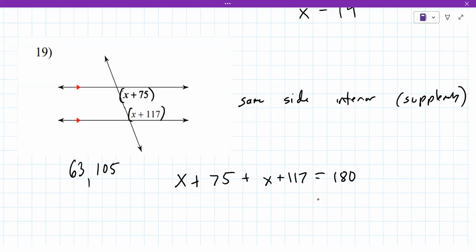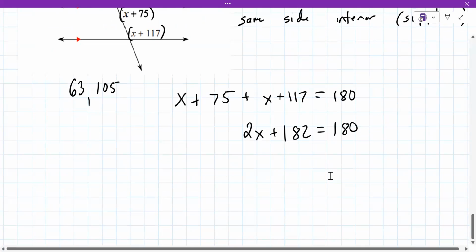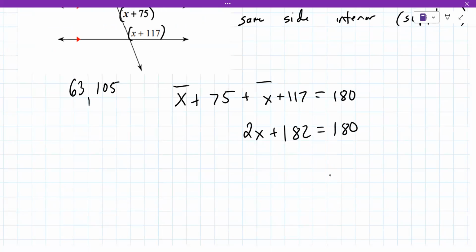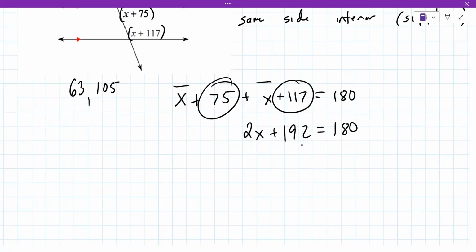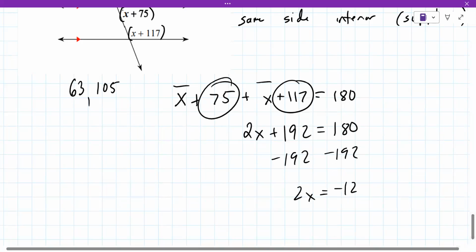If you need some help, you're solving for X. So 2x plus 182 equals 180. And so you have to add the X's, add the numbers. Is that clear? Yeah, but doesn't 75 plus 117 equal 192? Yes. Good catch on that. Now when you subtract 192, you do get negative 12, but you have not solved for X.